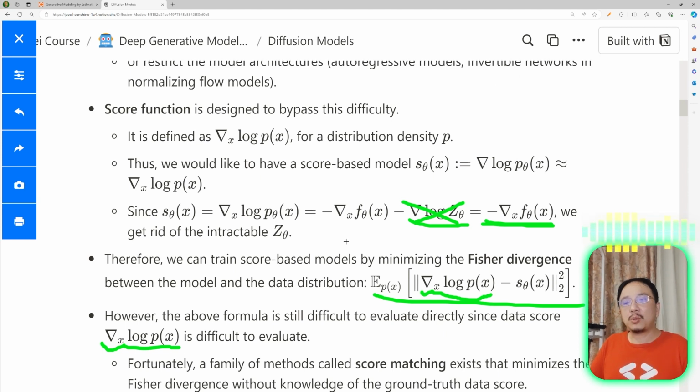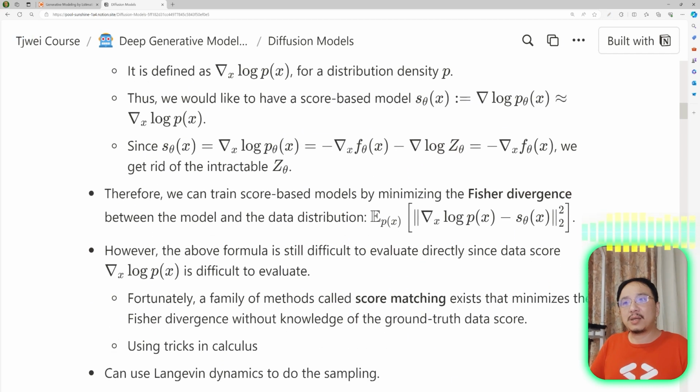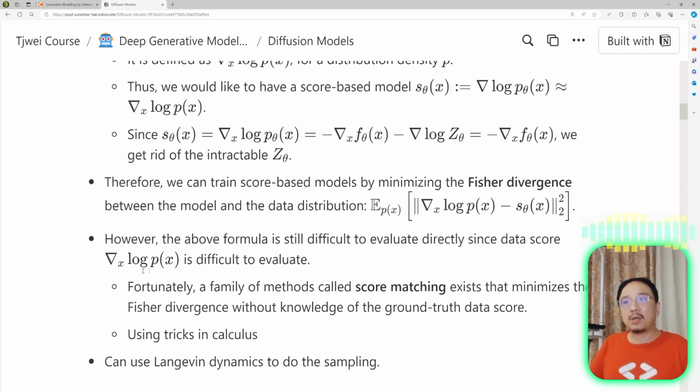So this comes to the method called score matching. Score matching is a method to compute this loss without computing the gradient of log p(x) directly. It uses some calculus tricks to do so. Basically, it computes the same integral, but using a few calculus tricks so that we can get around the difficulty.